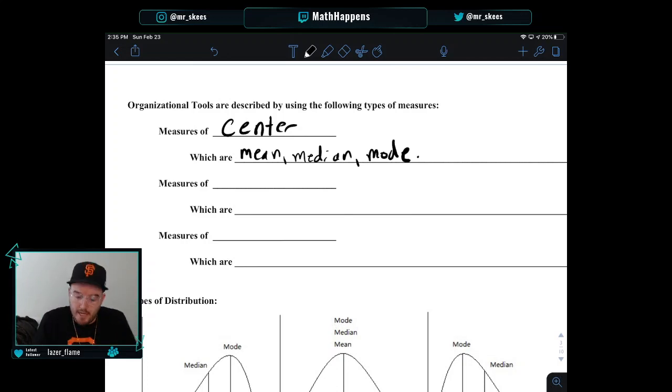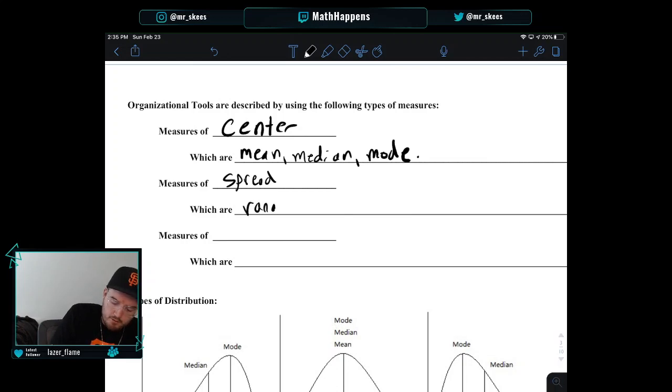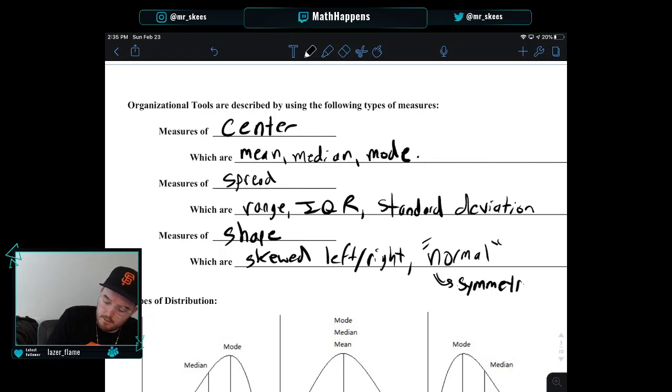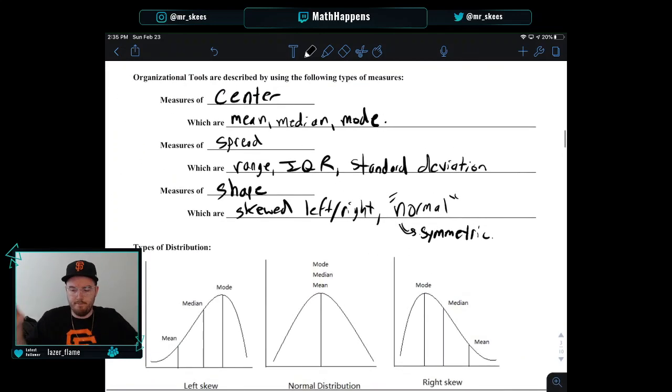You can measure their spread, which is their range, IQR, and their standard deviation. And you can measure their shape, which is potentially skewed left or right, or it's normal, which is often symmetric. You could refer to it as symmetric.